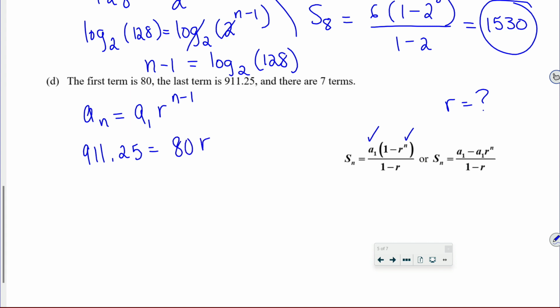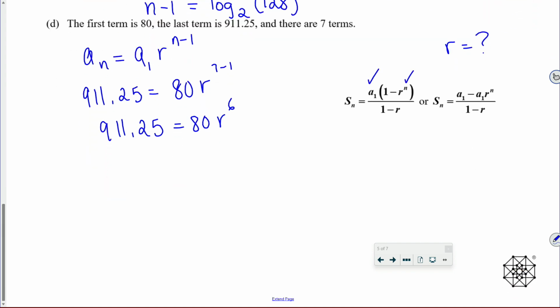I don't know what r is, and I know there are 7 terms, so I'm going to do 7 minus 1 up there. So let me simplify this a little bit. 911.25 equals 80 times r to the 6th. I need to solve now for r, so I'm going to divide both sides by 80. I'm not going to even care what that ratio is, but now I'm going to raise both of these sides to the 1/6, or find the 6th root.